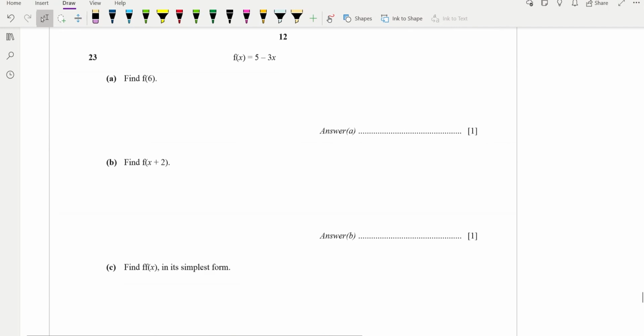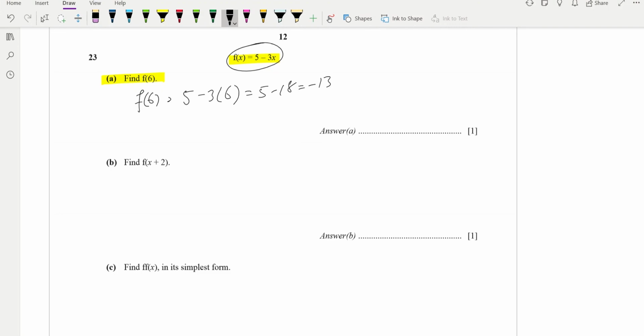Question 23 is a functions question. F of x is provided. We have to find f of 6. So f of 6 will be equal to, we'll replace x by 6 in this one. So 5 minus 3 into 6. So this will be equal to 5 minus 18, which is equal to minus 13. So the answer will be minus 13. Basically this will be our answer.